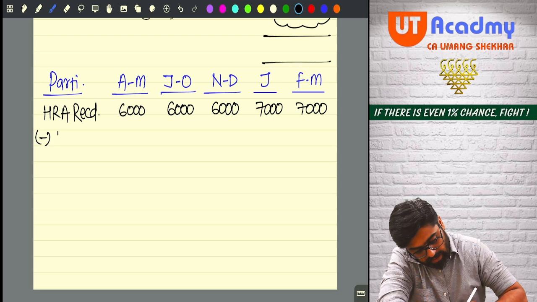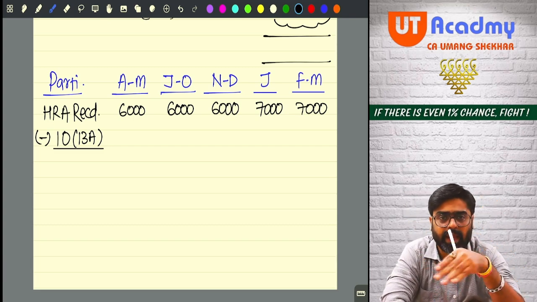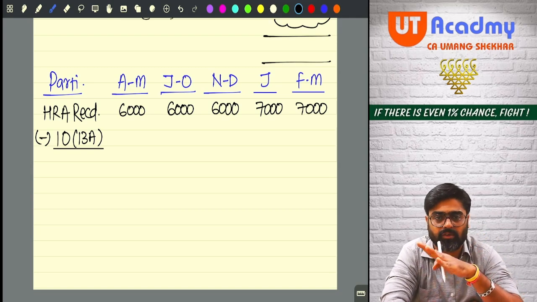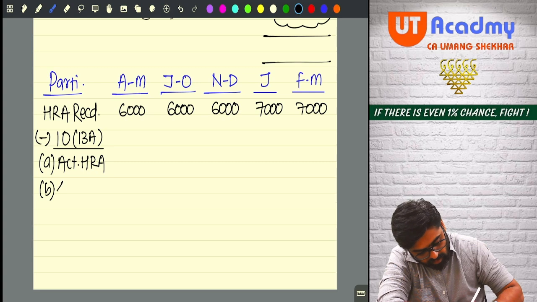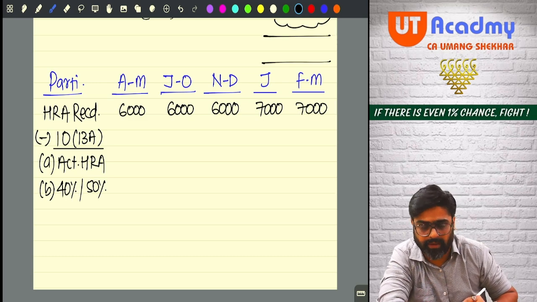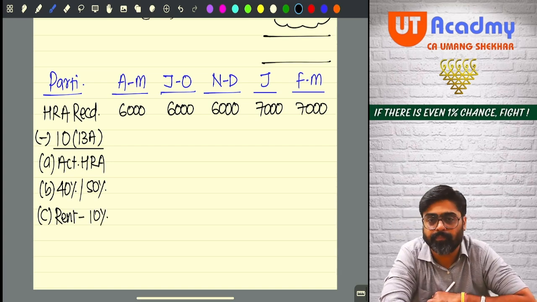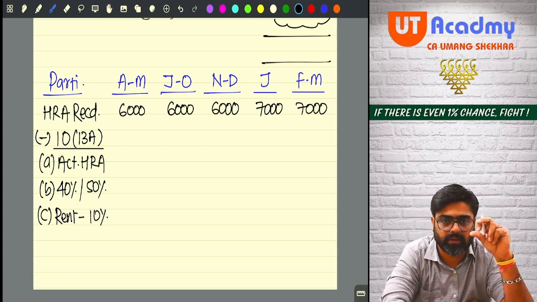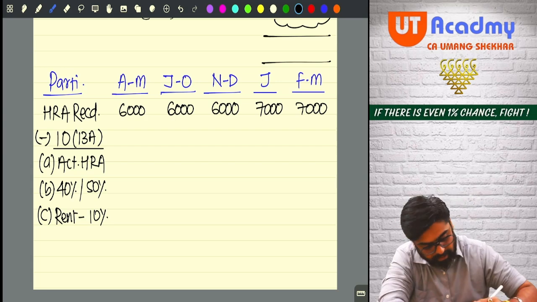Less exempt under section 10(13A). So whatever HRA is received, out of that I will take the exemption. A, B, C, whichever is lower. Okay. What is A? Actual HRA. What is B? 40% or 50% of salary. That I will have to take. Limit B. And limit C is rent paid minus 10% of salary. I'm not writing the entire stuff because of the limitation of space. Okay, no? Are you all understanding these three limits? You already know. Okay.